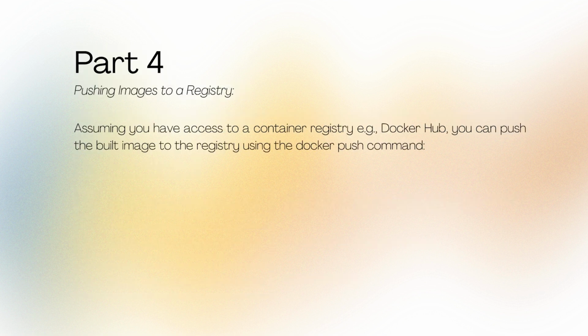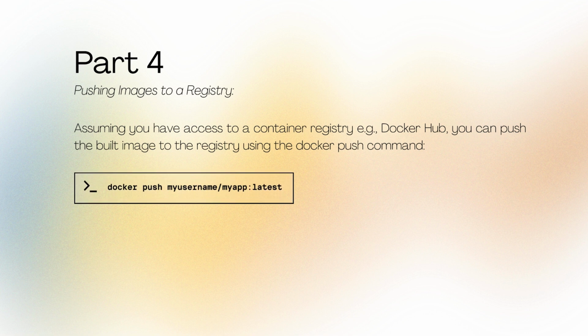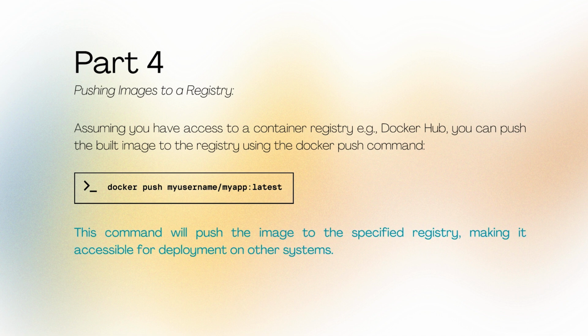Assuming you have access and that you've successfully previously logged into your container registry on the Docker Hub, you can push the built image to the registry using the docker push command. So that will be docker push and then specify your Docker username, the name of the app, and the version you've given it. This command will then push the image to the specified registry, making it accessible for deployment on other systems.